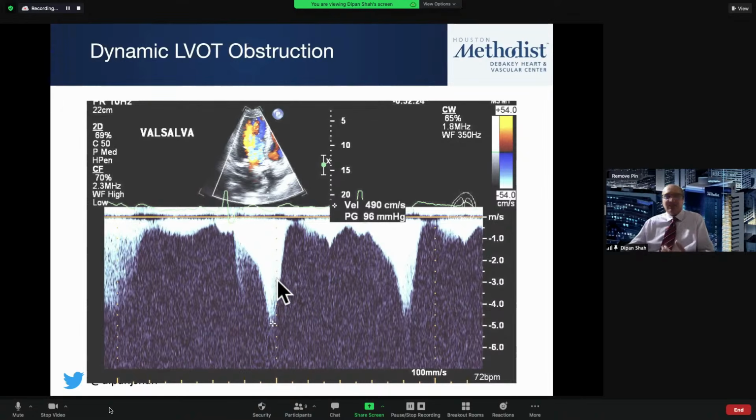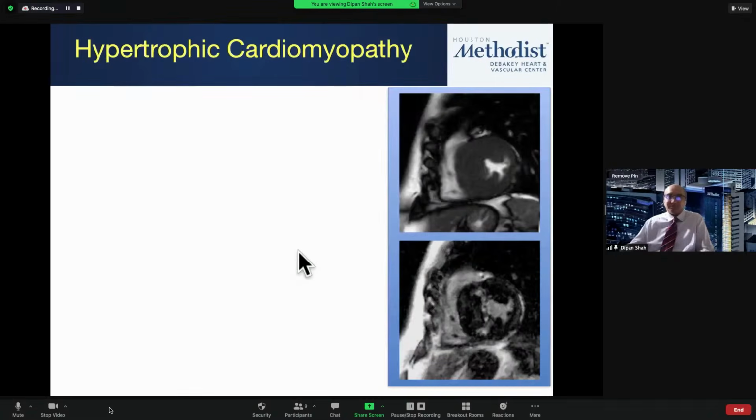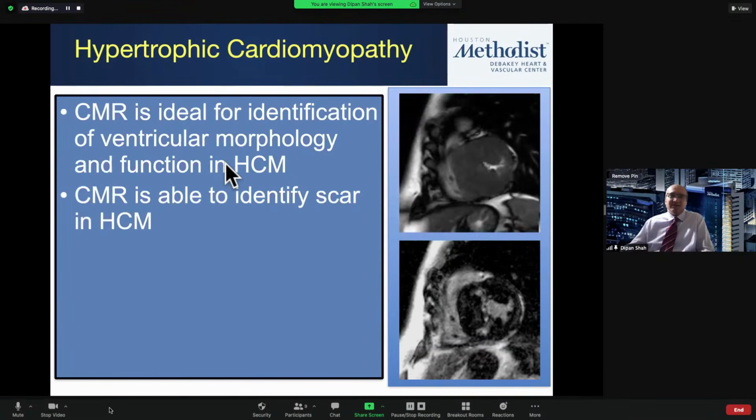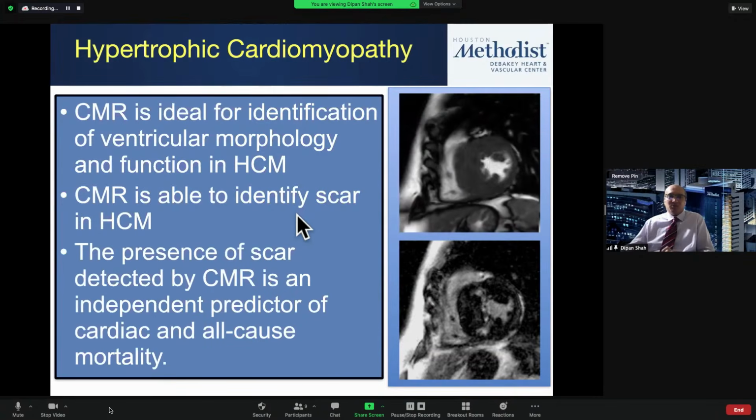And so in general, I always say that echocardiography is going to be much better for assessment of dynamic LVOT obstruction. In addition to that, echo can also do Valsalva maneuvers, which are not typically able to be done by CMR. So what is it that CMR is able to offer in HOCM? I think one is to identify the ventricular morphology and function in these patients, to identify the scar substrate, which is associated with increased arrhythmic risk, as well as increased heart failure death from end-stage HOCM, and then really to predict all-cause as well as cardiac mortality.